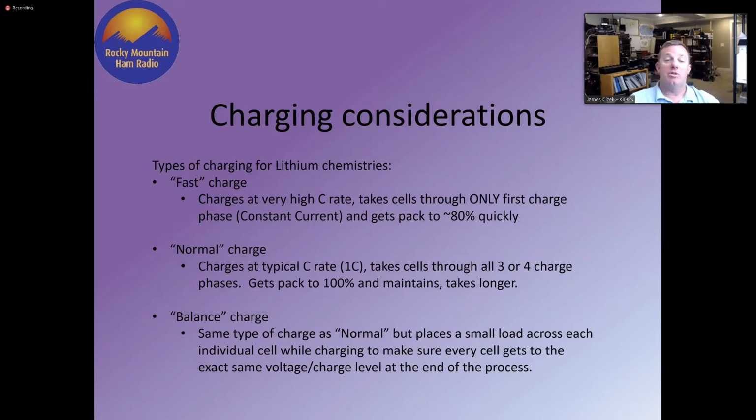Then the balanced charge, which is the slowest and healthiest charge of all, it has all of the same types of charge, but at certain areas of the charge, it will actually either raise the voltage slightly or place a load across each of the cells through that balance connector, and it will level off the voltage on every single cell until they're exactly the same. This makes sure that every cell gets the same voltage and charge level, and that will significantly increase the life of your battery. It is also a much safer battery if all the cells are the same voltage.